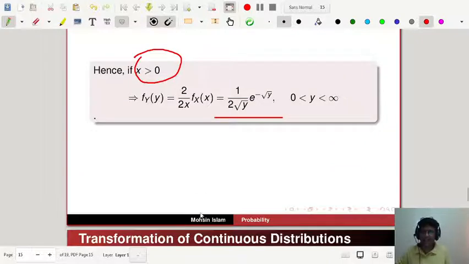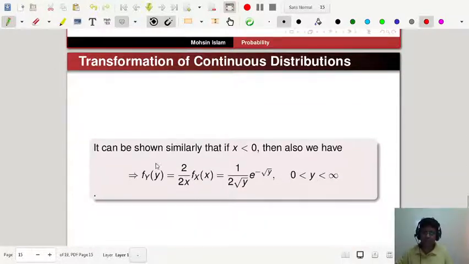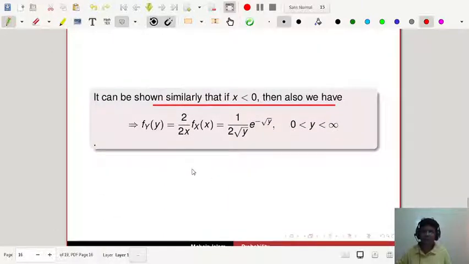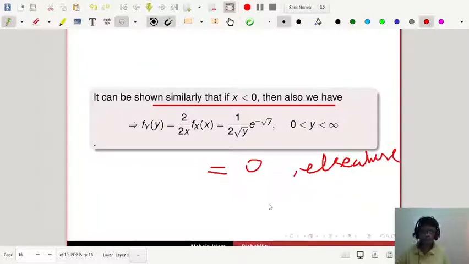Again, if you take the case of x less than 0, you will go through a similar process and arrive at this type of distribution. So ultimately your fY will be 1 by 2 into root over y e to the power minus root y, for 0 less than y less than infinity, and 0 elsewhere. So this is the distribution in both the cases, right? These are the three most important problems. Let us have more problems on that. I will give you more problems on that.